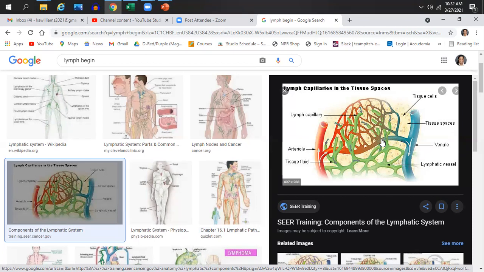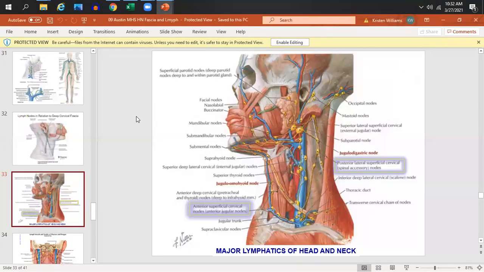Okay. Thank you so much, Kristen. That really did help me. No problem. Okay, we have about 3 minutes left. Are there any other specific questions about lymph nodes, lymph drainage, anything you want me to go over again?